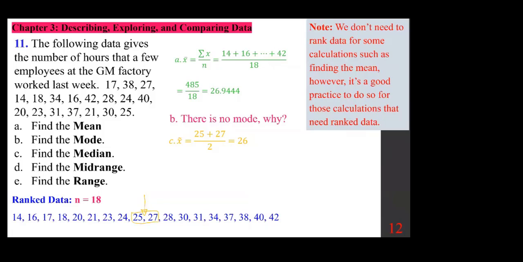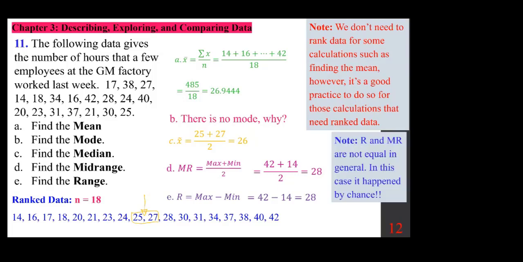The next one is asking for the mid-range. Mid-range by definition is max plus min divided by 2, or high plus low divided by 2. Again, I hope you realize right away, if I don't have them ranked, I may make a mistake. Range, the same thing, max minus min. The ranking is extremely important. So the largest number is 42, the smallest is 14, and there you have it. Okay, so ranking is extremely important. You may have noticed that these two numbers are the same. That is really not the case.